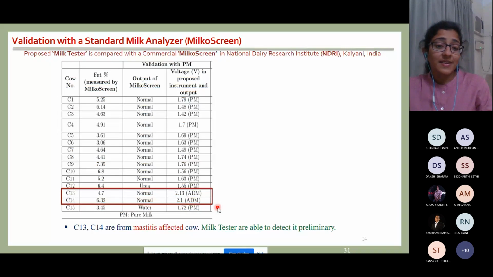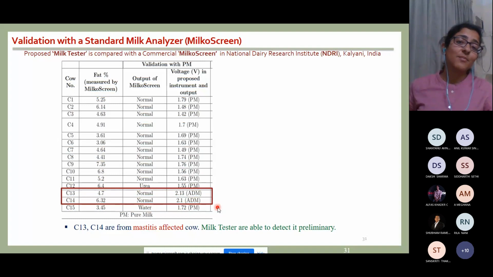Then we found that it was mastitis-affected cow milk, and that opened up another research topic and product development. The Milkoscreen is not able to detect these mastitis-affected cow milk samples, but our instrument could detect them, because mastitis-affected cow milk has a higher ionic concentration, and since ours is an ionic concentration based instrument, it was able to detect it.